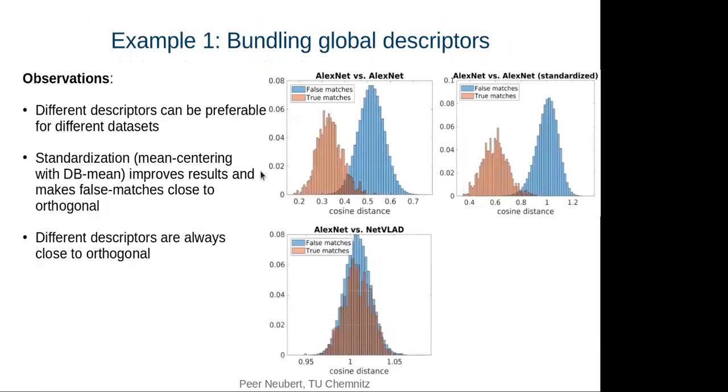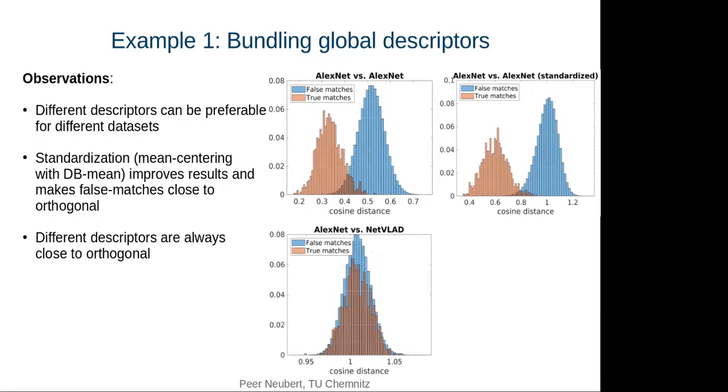Okay, also another observation, different descriptors are always close to orthogonal. If someone has the idea of computing an AlexNet descriptor for half of the images and a NetFLAT descriptor for the other half of the images, then it doesn't matter whether the images show the same place or not, they are always very close to orthogonal to each other. So even if we have the same image and compute the AlexNet and NetFLAT descriptors, they are very likely close to orthogonal. So they behave very similar to random vectors.